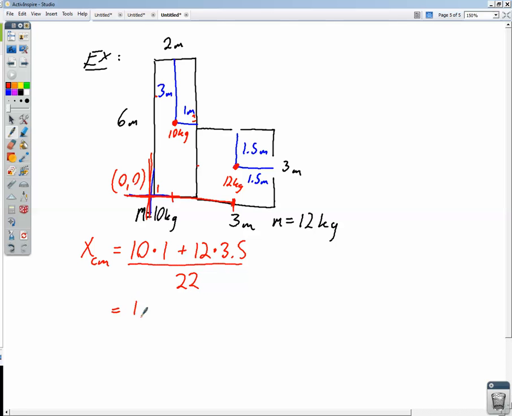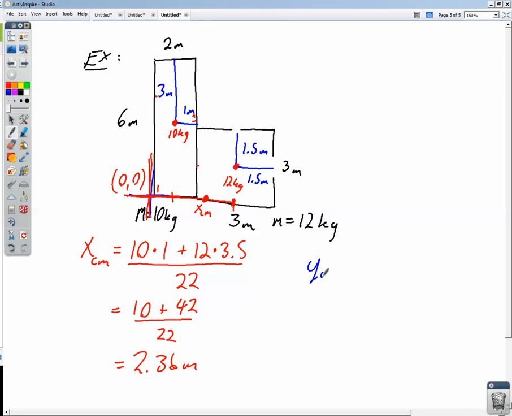So we've got 10 plus, let's do some calculator work here. So it's going to be 10 plus 42 divided by 22. So we've got 52 divided by 22, and we get a total x center of mass of 2.36. So we're 2.36 meters to the right. So we're actually somewhere over here on the square, x center of mass.